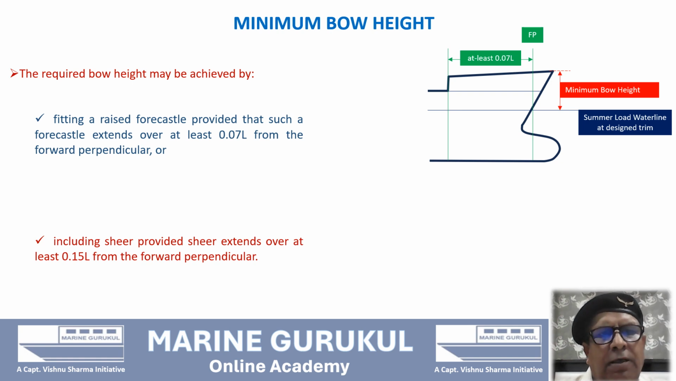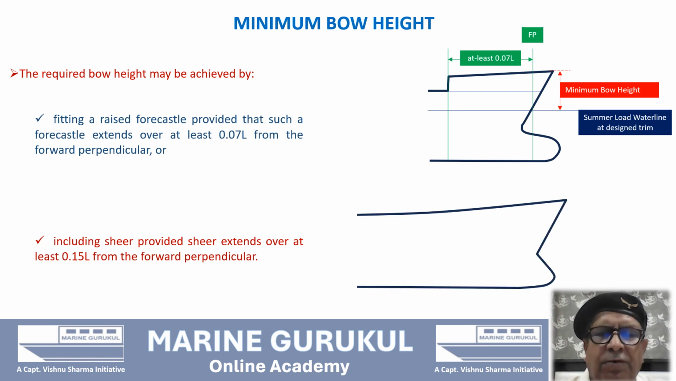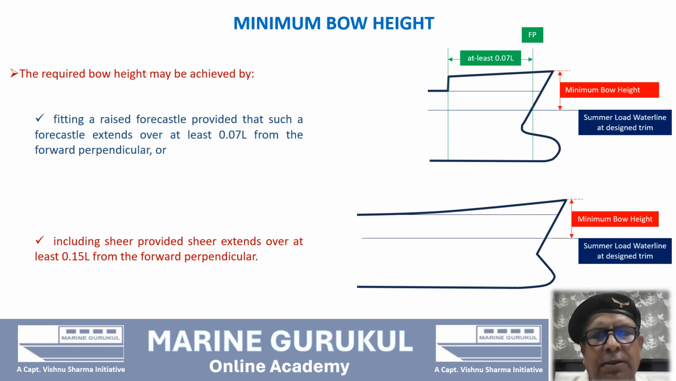Or by including shear, provided the shear extends over at least 15% of the ship's length from forward perpendicular. So in lieu of forecastle, if shear is provided and the shear is to count or contribute towards minimum bow height, then the length of the shear, or the length over which the shear extends, should be minimum of 15% of the ship's length.